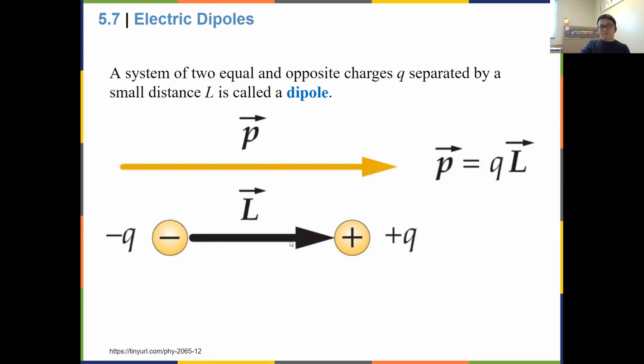The dipole is defined, and we use the symbol P for that, equal to Q times L as a vector. So that means it's a vector quantity, defined as pointing from the negative charge to the positive charge, with the length of the separation. The dipole should have an SI unit of coulombs times meters, and it's pointing from negative charge to positive charge.